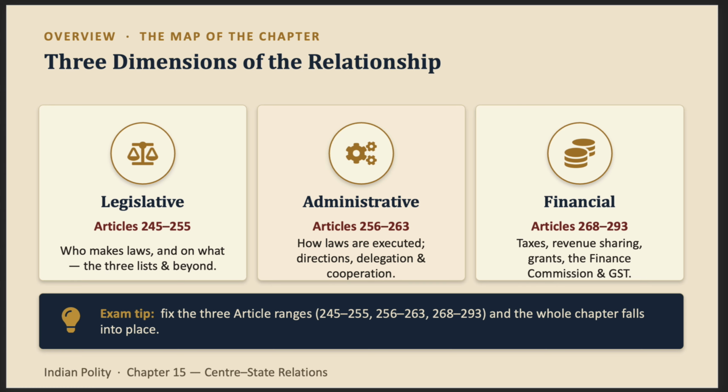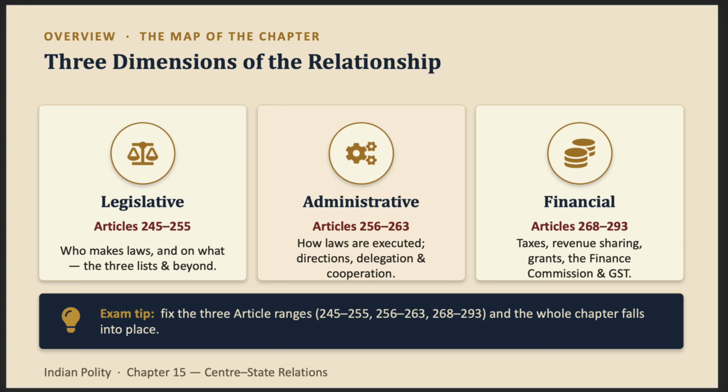And for the exam, you need to anchor those 3 dimensions to 3 distinct sets of articles. Right. Let's give them the numbers. So legislative relations cover Articles 245 to 255. Okay, 245 to 255. Then administrative relations span 256 to 263. Got it. And finally, financial relations encompass 268 to 293. Okay, setting up those buckets right away gives us like a mental filing cabinet to organize all the details we're about to unpack. So let's start with the foundation, which is the rule makers.